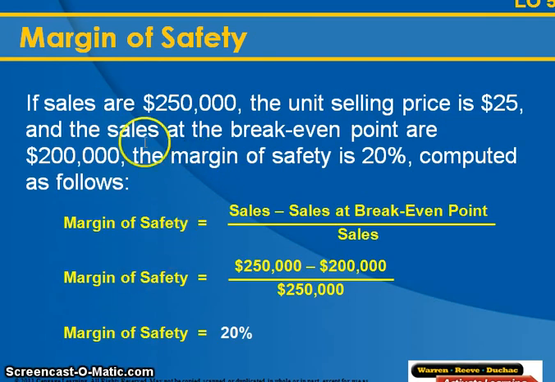Just to give you a quick numerical example, let's say sales are $250,000, sales at the break-even point are $200,000. Let's calculate the margin of safety. You take total sales, which are $250,000, less your break-even sales of $200,000, and that gives you a 20% margin of safety, meaning you're 20% ahead of where you need to be in order to break even. You could also simply look at it in dollars: we're making $250,000, our break-even sales are $200,000, so we're $50,000 ahead of where break-even would be.